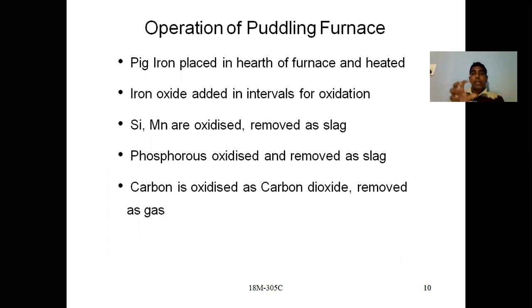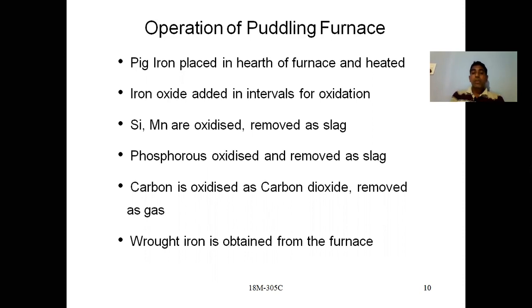Your pig iron is placed in the hearth of the furnace and heated, and iron oxide should be added at intervals, and the lining should also be iron oxide. In the first stage of reaction, what will happen? Your silicon and manganese will be oxidized, and they will form slag and can be removed. Phosphorus will also be oxidized and form slag, and carbon will be oxidized and removed in the form of gas.